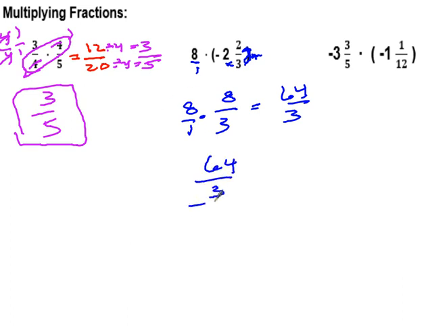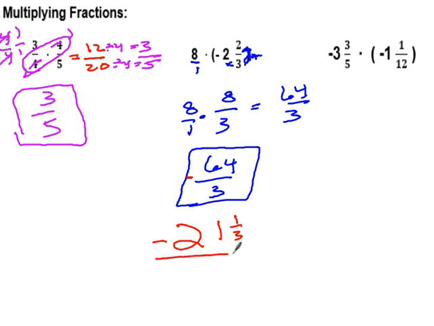You can actually leave it as improper. I'm okay with that. Look to see if it's positive or negative. I have a positive times a negative. Positive times a negative are different signs, so it's always going to be a negative answer. So it's negative 64 over 3. And I'm done. If you wanted to write it as a mixed number, we could divide. And when we do that, we would get negative 21 and 1/3.